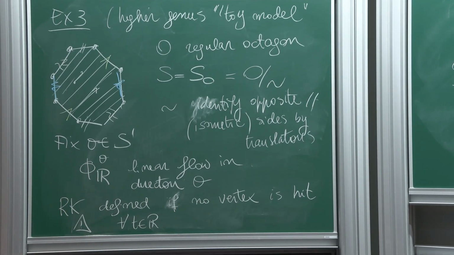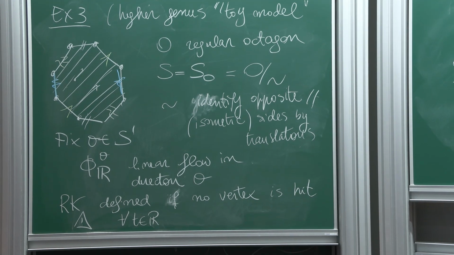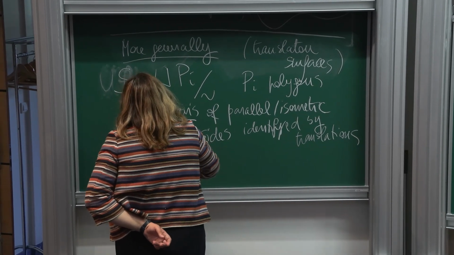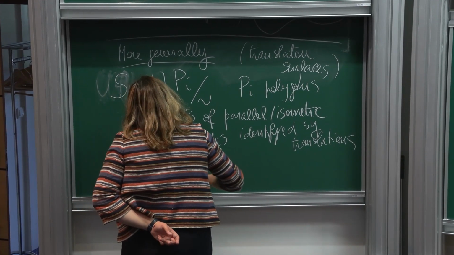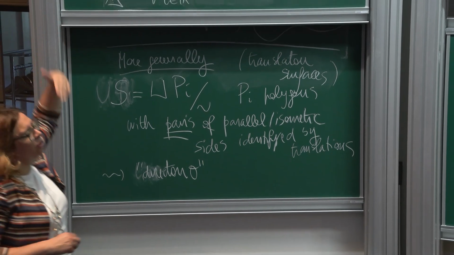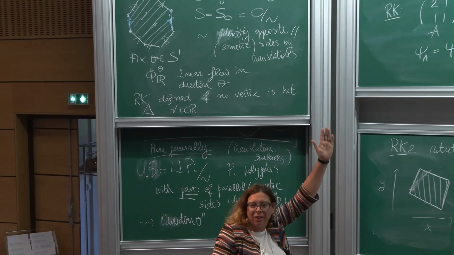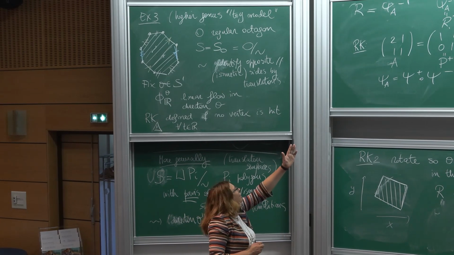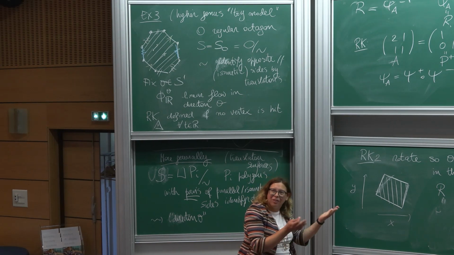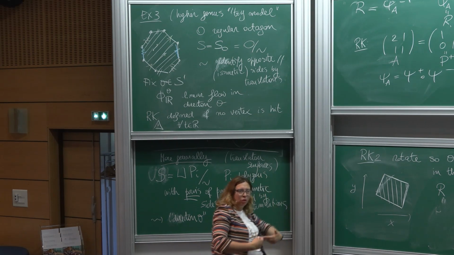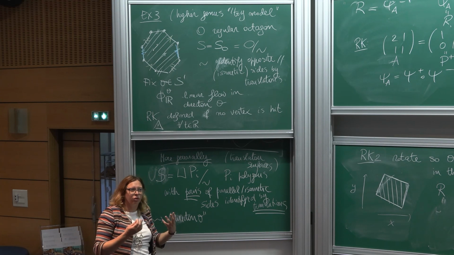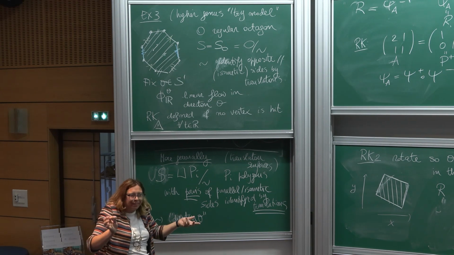You need to glue by translation if you want to define linear flow, so maybe the notion of direction, direction theta, makes sense on the whole surface. If I have a polygon, in R2 I can talk of lines in direction theta. But if when I glue sides I use a rotation, for example, then the notion of direction would not make sense on the surface. So it's important to glue by translations to have a well-defined notion of direction theta globally on the surface.